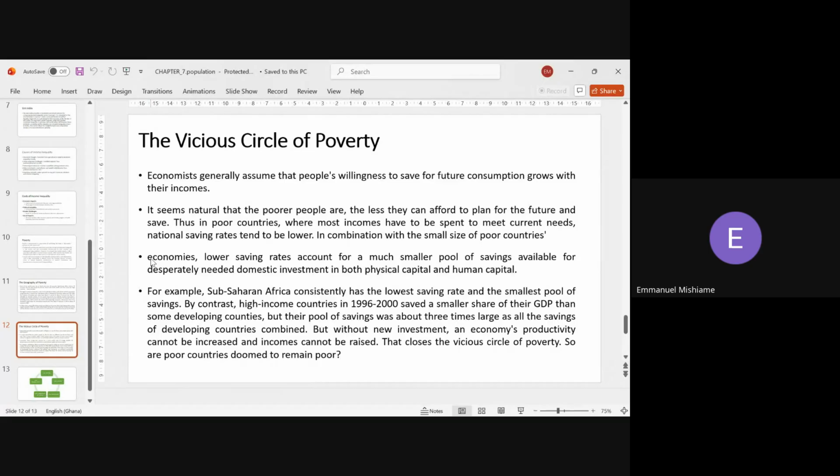Anyway, it seems natural that the poorer people are, the less they can afford to plan for the future and then save. How many people are even able to go for this? Let's put it in the family planning perspective. How many people are able to do family planning? How many people are able to go for insurance and pension schemes and what have you? When you ask the people who don't go for them, the argument is, how much am I even earning for them to be subtracting something?